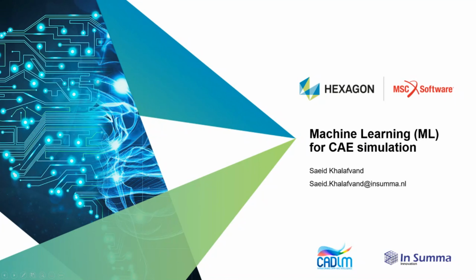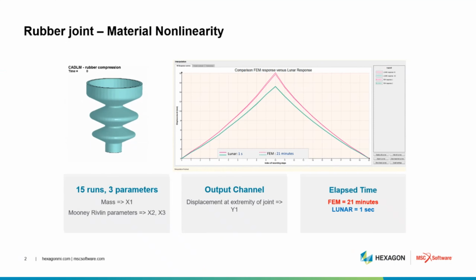Thank you very much, all of you, for joining today's webinar. We are going to discuss machine learning, as Melissa said, for CAE simulation. Let's start with a simple example. A nonlinear material rubber joint is a typical classical mechanical engineering simulation. Here you can see the animation is produced by machine learning. What we are interested in seeing is the displacement at the extremity of the joint.